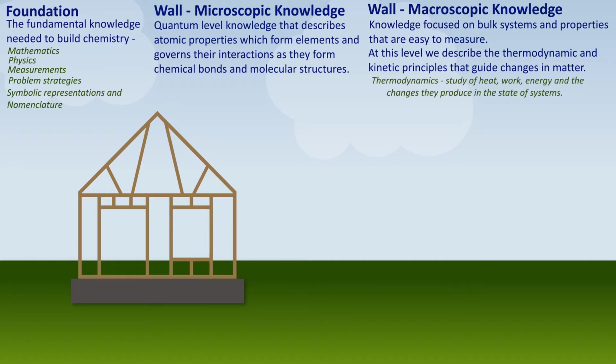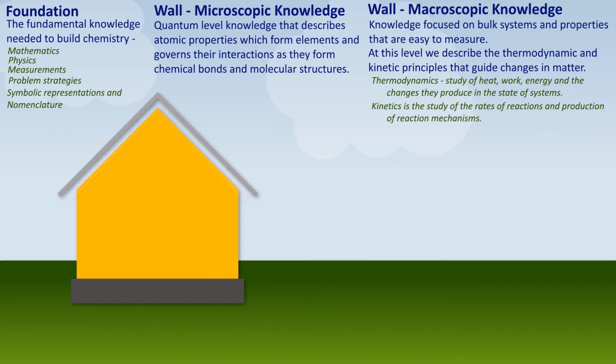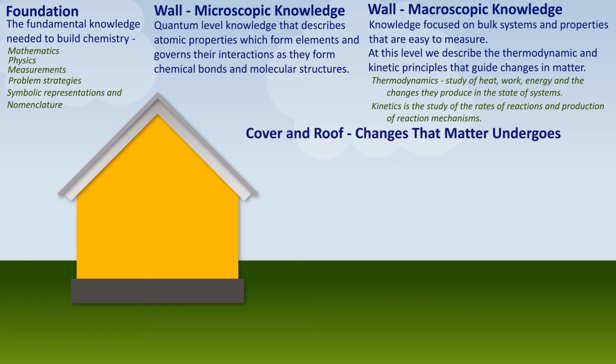Thermodynamics is the study of heat, work, energy, and the changes they produce in the state of the systems. Kinetics is the study of the rates of reactions and production of mechanisms that describe actually how a reaction runs. Now we put on the cover and the roof and all the functional parts. You can see that it's at this point that the house finally starts looking like a house. The cover and the roof in my description is simply the changes that matter undergoes. We further categorize each of these changes as either physical, chemical, or nuclear. It's these changes that make chemistry functional and an important central science.